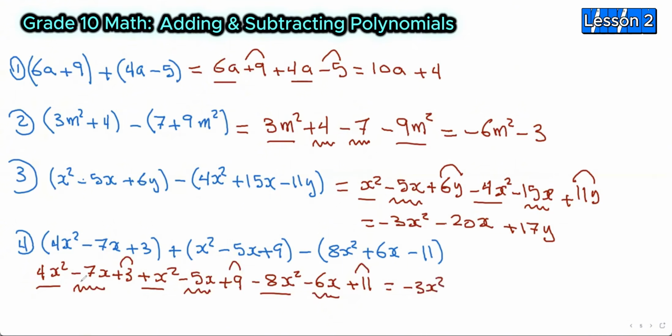And again, for the x's here, negative 7x, jump over minus 5x, that's negative 12x. Negative 12x minus 6x is negative 18x. And now the constant is 3 plus 9 is 12. 12 plus 11 is 23, so plus 23.